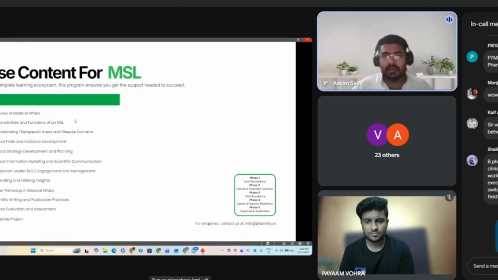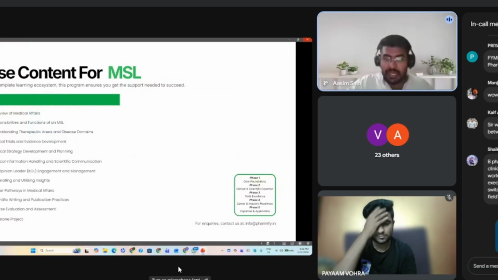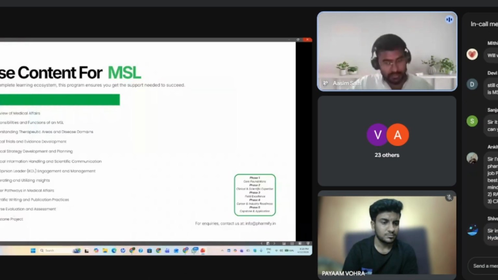Course content for MSL: chapter 1, 2, 3, 4, 5, 6, 7. Overview of medical affairs, responsibilities and functions of an MSL, understanding therapeutic area and disease domain, clinical trial evidence development, medical strategy development and planning, medical information handling and scientific communications, KOL engagement, chapter 8, generating and utilizing insights, career pathways in medical affairs, scientific writing and publication practice, course evaluation and assessment, and capstone projects as well.